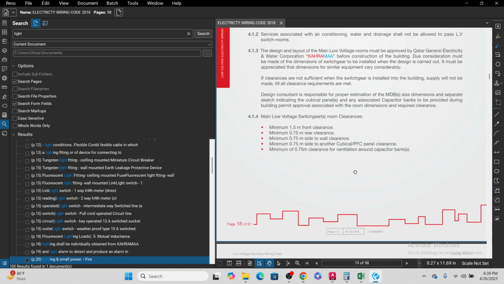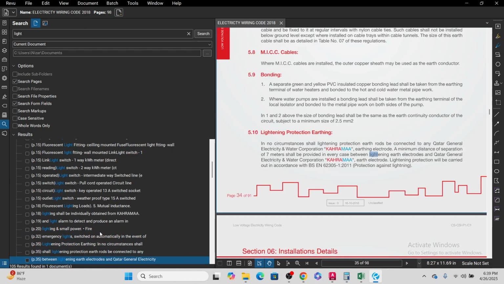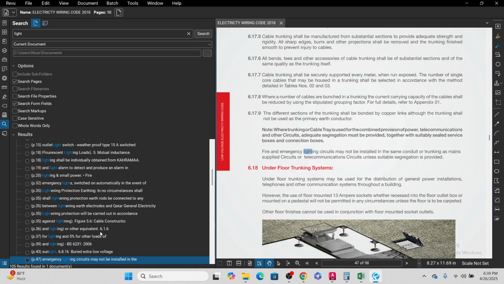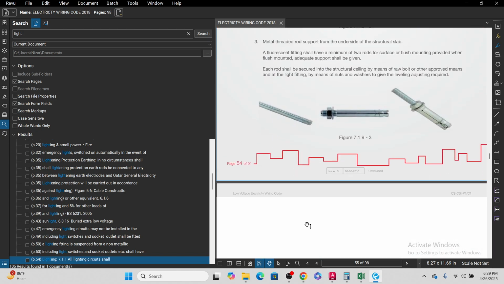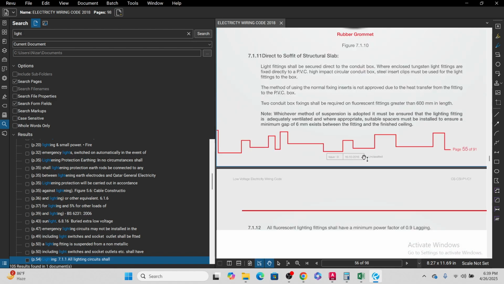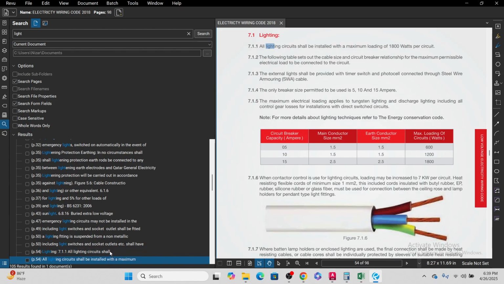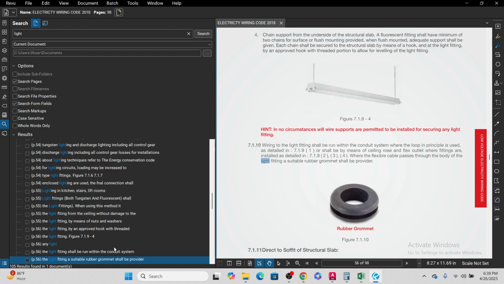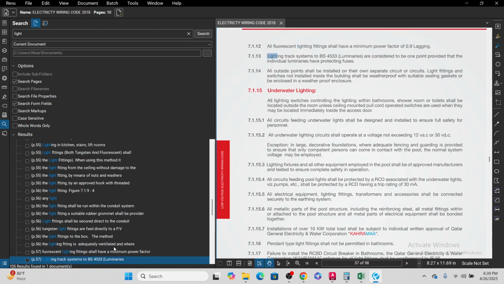Designing consideration we have here. Okay, we will go for the light. Lighting, circuit breaker. I think it's available here. I don't want to just tell you from memory, because I want to show you the source where I got this. So this is power factor.